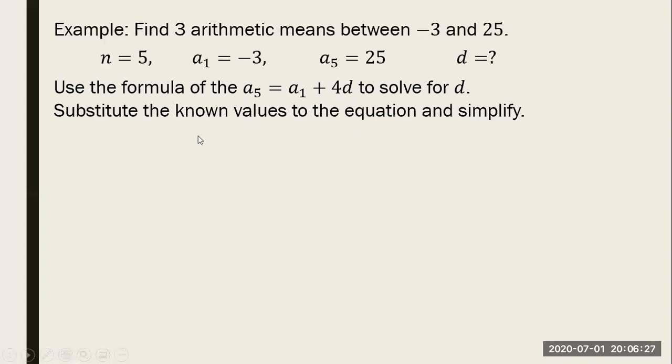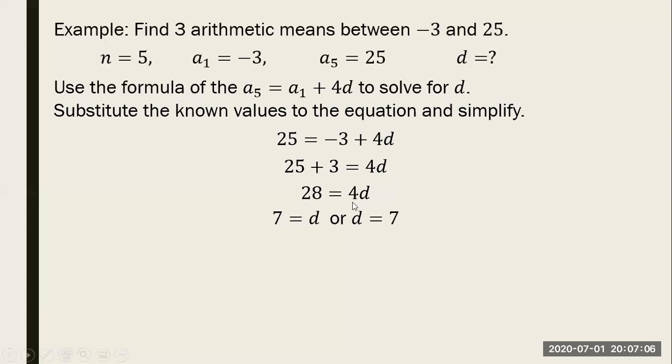Okay? Then substitute the known values to the equation and simplify. So first, a sub 5 is equal to 25 equals the first term, negative 3, plus 4d. Then simplifying, we have 25 plus 3 kasi nag-add tayo ng, additive property of equality. So inverse ng negative 3 is positive 3. So simplifying, we have 28 is equal to 4d, then dividing both sides of the equation by 4. So we have d is equal to 7.